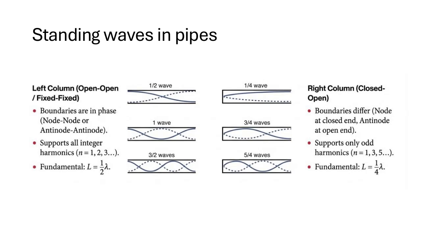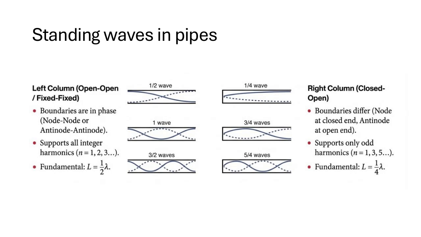When we look at standing waves in pipes, we can see two main cases based on the boundary conditions: pipes that are open at both ends or fixed at both ends, and pipes that are closed at one end and open at the other. In an open-open or fixed-fixed pipe, the boundaries are in phase, meaning both ends are either nodes or antinodes. This setup allows all integer harmonics to form, with the fundamental wave fitting half a wavelength within the pipe length.